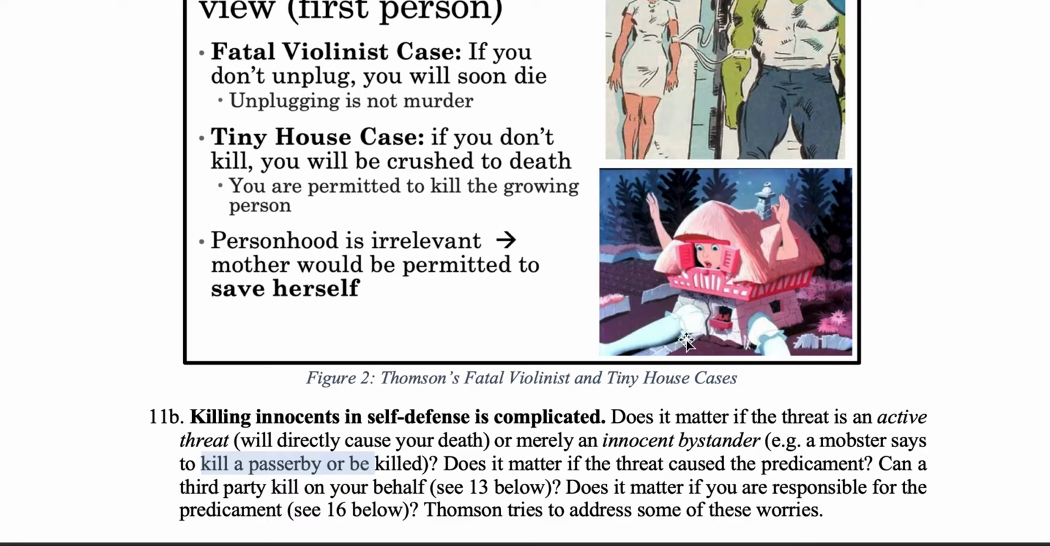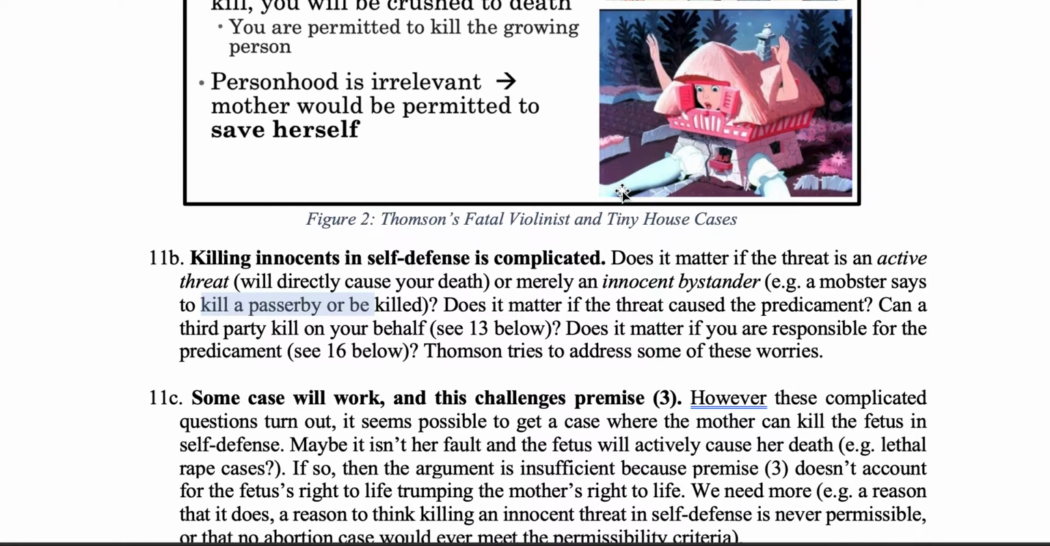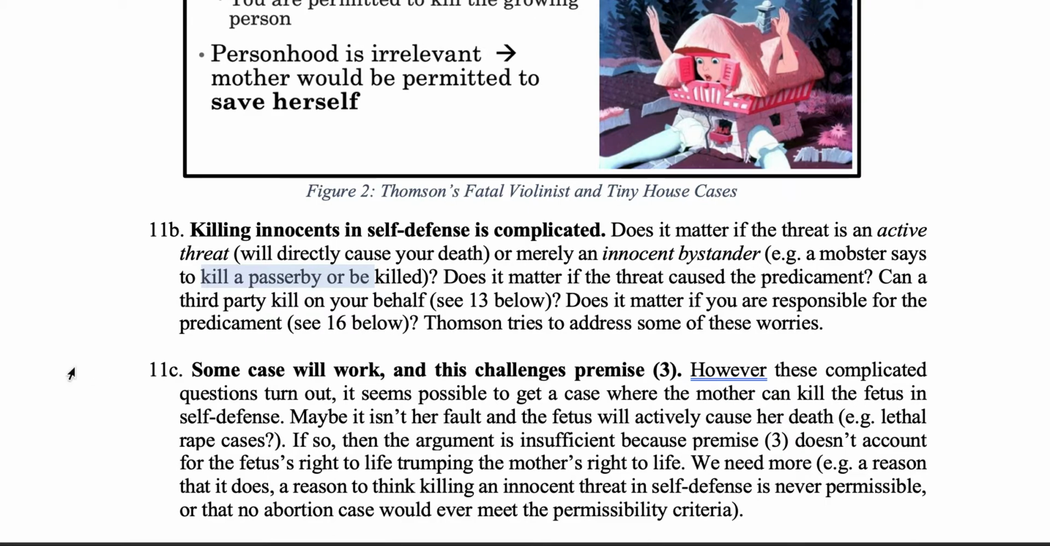So the threat here didn't cause it. The baby didn't cause it. Hulk didn't cause it. But what if the threat is the person who caused the predicament? What if you're the person who caused the predicament? How about a third party? Can a third party come in and intervene for you? So she tries to address some of these things, but she admits that it's complicated. Complicated questions can arise. But she wants to say, however all of these complicated questions turn out, it seems possible to get some case where the mother can kill the fetus in self-defense. It seems like we can get rid of some of the difficulties.